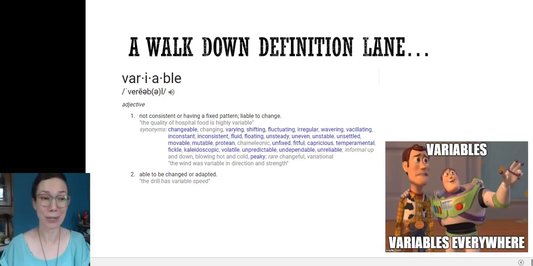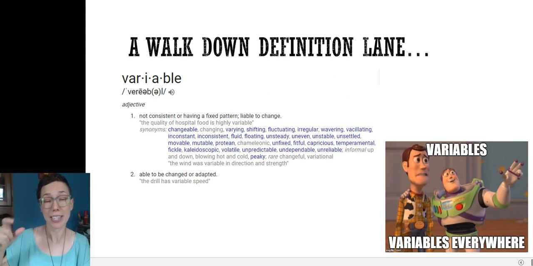So a couple more definitions to throw at you. Variables and constructs are very similar. They go together, just slightly different ways of thinking about the thing that we want to learn about. A variable is defined as not consistent or having a fixed pattern, liable to change. Essentially, that means it's a particular characteristic that varies between people. It's not something all of us share identically. Therefore, it's something we're interested in actually measuring.